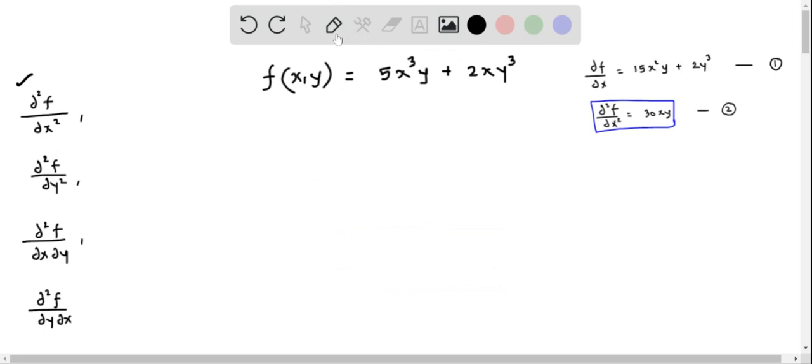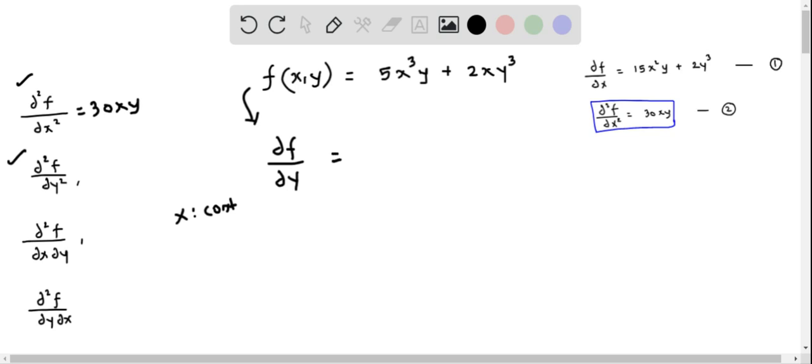We have now determined the second partial derivative of f with respect to x, and so therefore we can write this as 30xy. This is from equation 2. Now we will determine the second partial derivative of f with respect to y. So we start off with the function f. First we find the partial derivative of f with respect to y. That is, we write the partial derivative of f with respect to y. And when we do that, we consider x as constant.